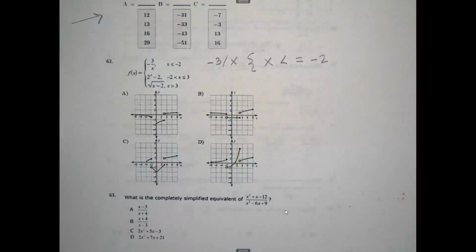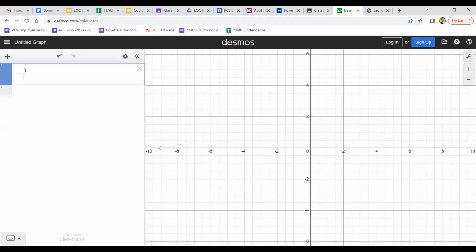So I'll go ahead and start typing that in. So I've got -3 divided by x. And then my squiggly bracket is right next to the P. X is less than, I'm using the key next to the M. And then I'm going to type the equal to, which is the plus button, equal to -2. And then it just kept the part that I needed.